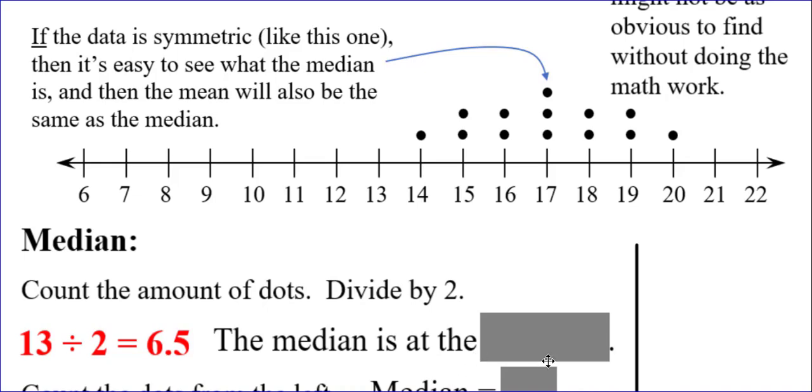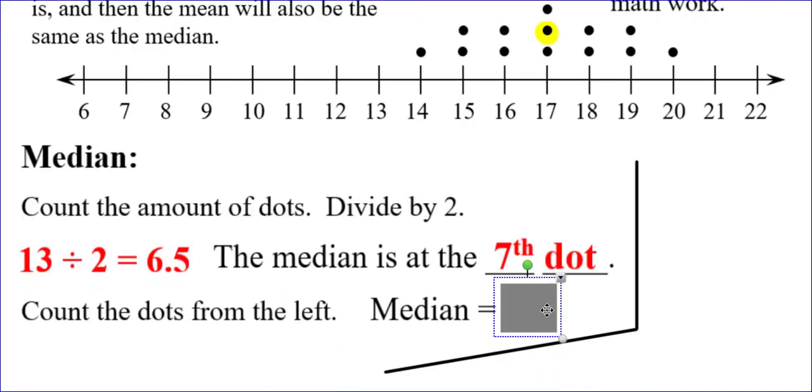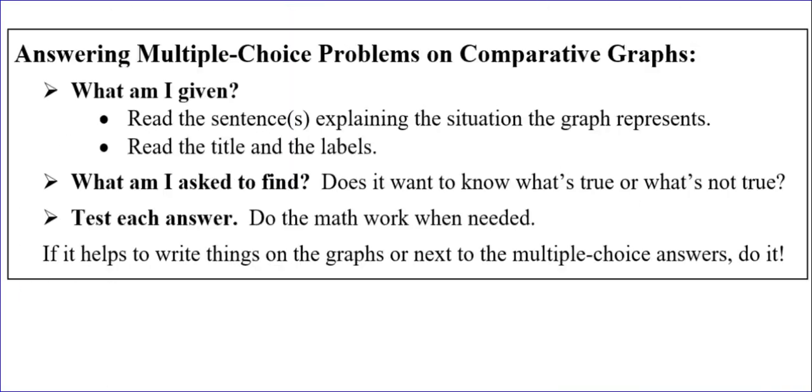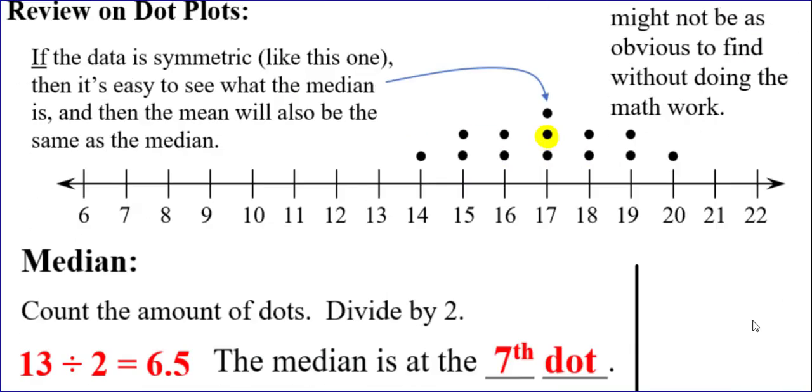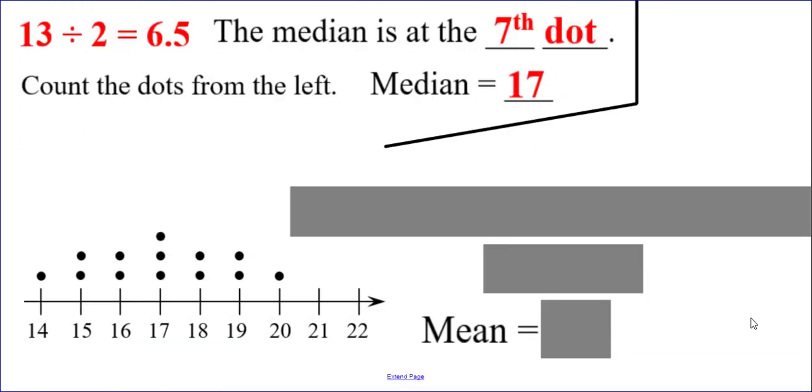So, as I've taught you before, round up. That means the median will be the 7th dot. So, let's count. 1, 2, 3, 4, 5, 6, 7. This dot right here is our median, and obviously that dot is at the value of 17. So that's our median. Now, for the mean, sorry, I forgot where I had that.